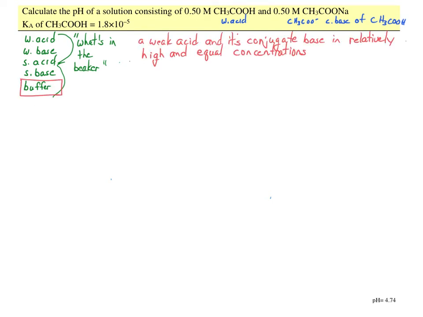Now, with a buffer, we can actually solve it as if it was a weak acid or a weak base problem, or we could use the Henderson-Hasselbalch, and I'm going to do both. First, I'll solve this as a weak acid problem. I've written out the reaction of a weak acid and water. We initially start with 0.5 molar of both our weak acid and its conjugate base.